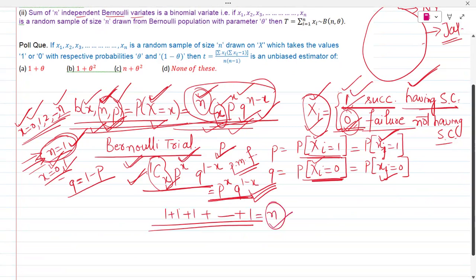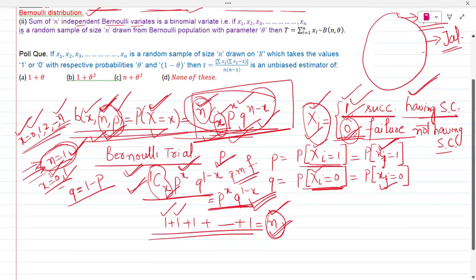Now how many independent Bernoulli trials will there be? I repeat, if I am conducting a single Bernoulli trial, single meaning n is 1, n times independently, then I will have n independent Bernoulli trials. So if the number of independent trials is n, then obviously we talk about this PMF, the PMF of the binomial distribution. So the sum of n independent Bernoulli variates is a binomial variate.